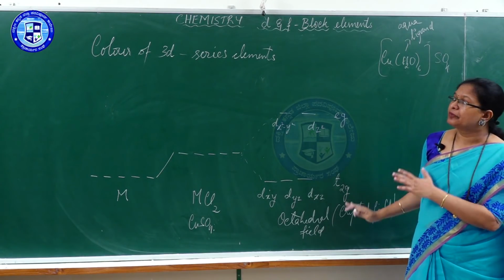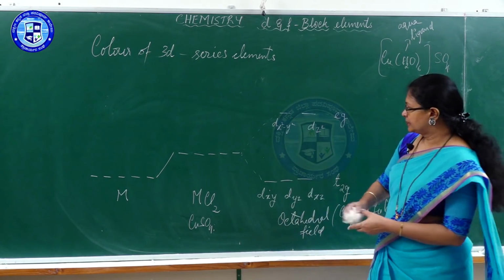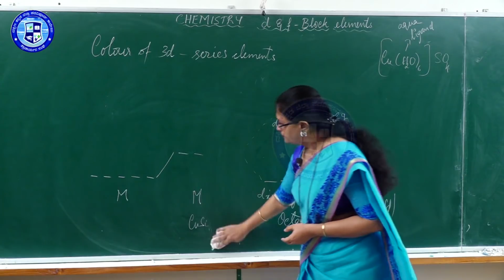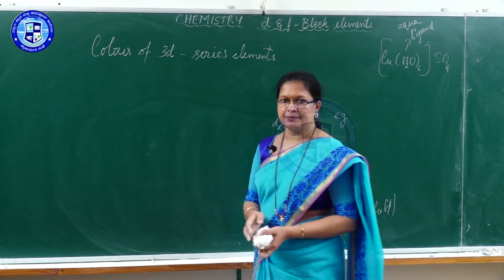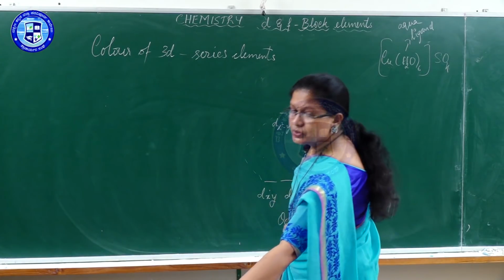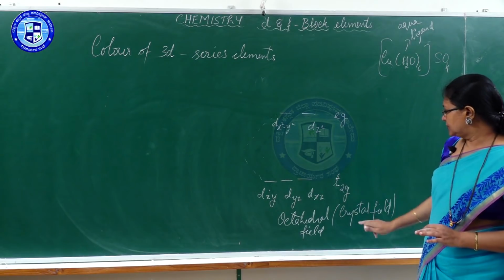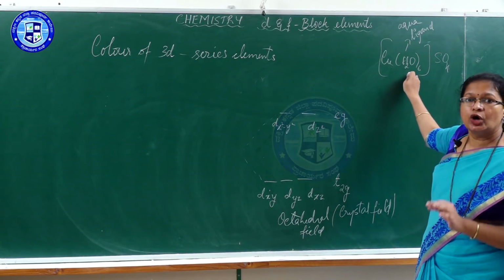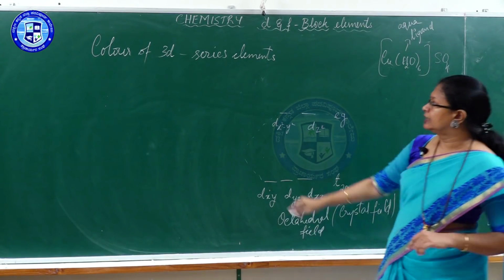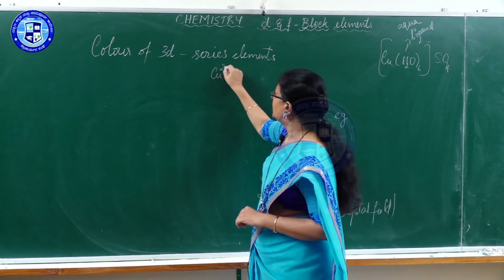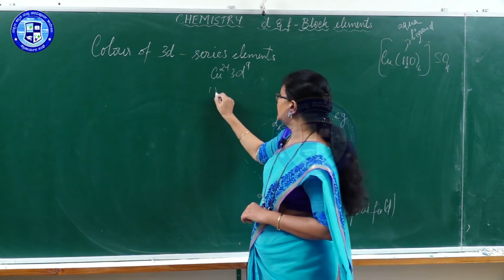Now with this I am going to connect the color of this copper sulfate solution. I will keep the part which is required for our discussion in this chapter. Now we have two sets of d orbitals here. In the solution of copper sulfate, copper has the +2 state. What is the configuration? Cu2+ has 3d9 configuration, where it has one unpaired electron.